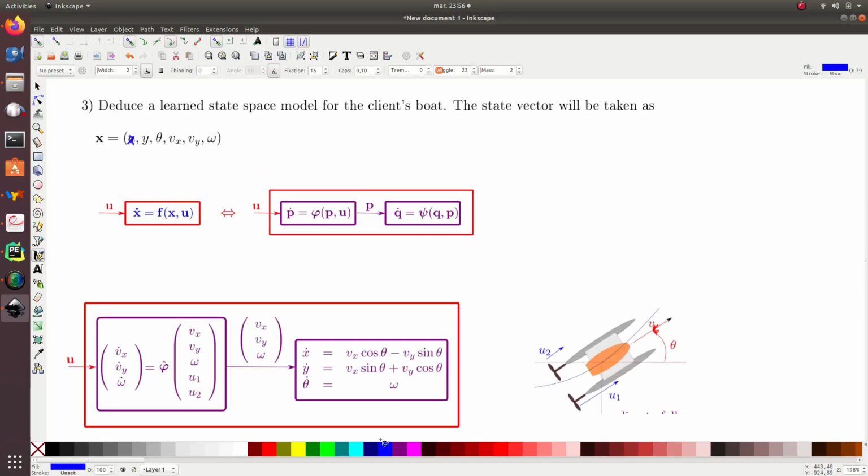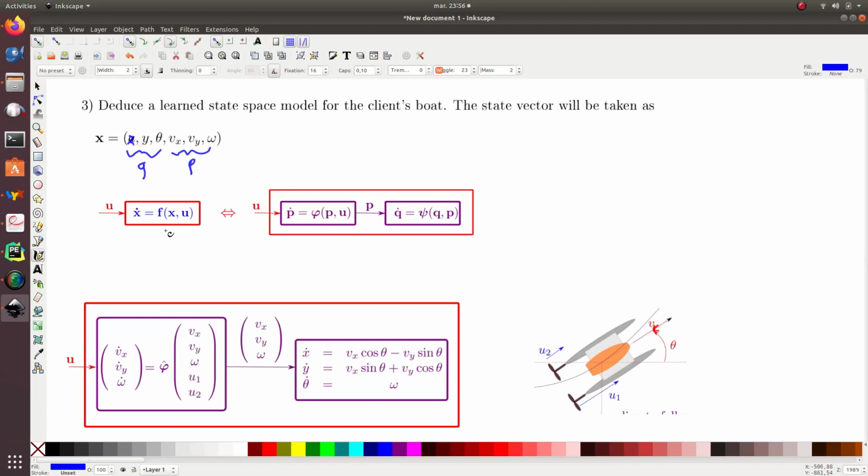Question number 3. Deduce a learned state space model for the client's boat. The state vector is taken as follows: here it will be q, the degrees of freedom, and here it will be p, some kind of derivative of the degrees of freedom.